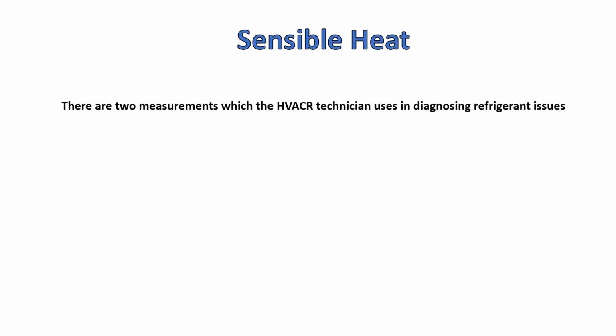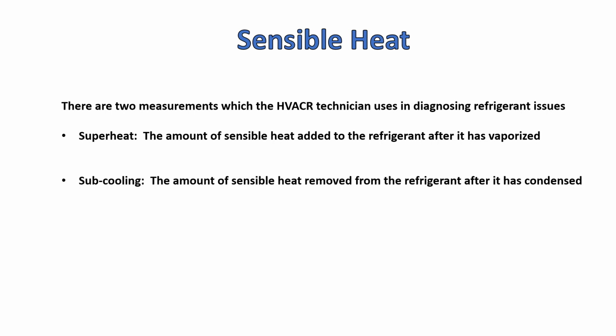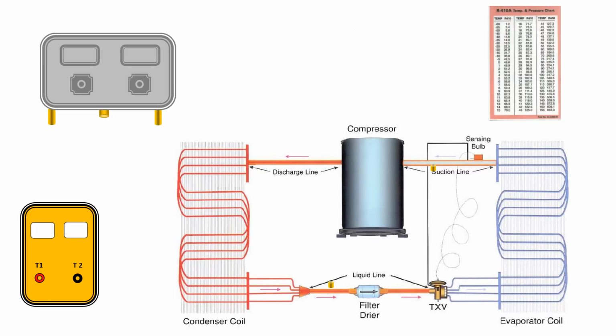There are two measurements which the HVACR technician uses in diagnosing refrigerant issues. Superheat, the amount of sensible heat added to the refrigerant after it has vaporized. Subcooling, the amount of sensible heat removed from the refrigerant after it has condensed. Let's look at the procedures for determining superheat and subcooling.